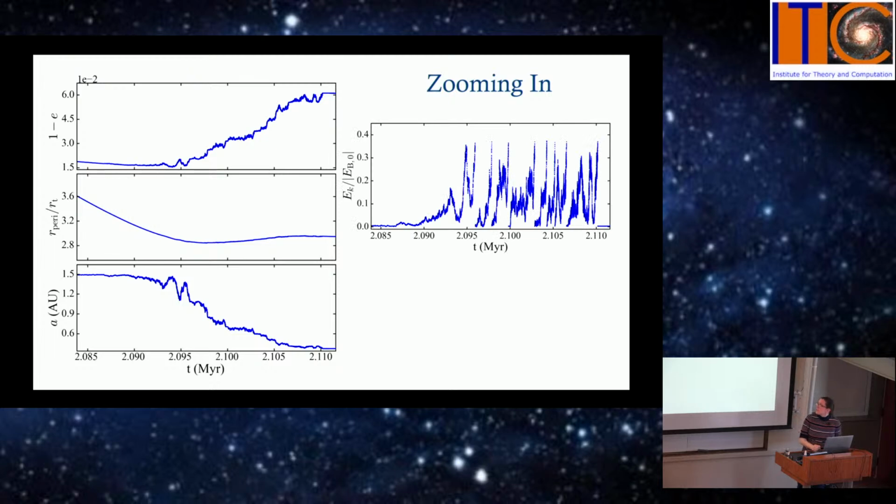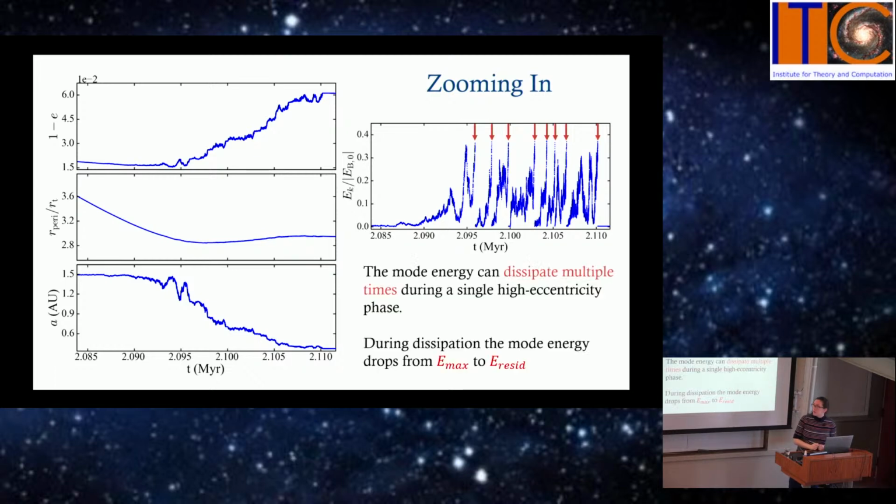And this is what's happening to the energy in the fundamental mode in the planet over the same amount of time. You can see that there are multiple episodes where the energy rises to our threshold. The threshold is parameterized, so we choose what the threshold is. At each of these points, it rises to the threshold and then is dissipated rapidly to a value which is also parameterized as the residual energy. These dissipation episodes can happen multiple times within just one high eccentricity phase.